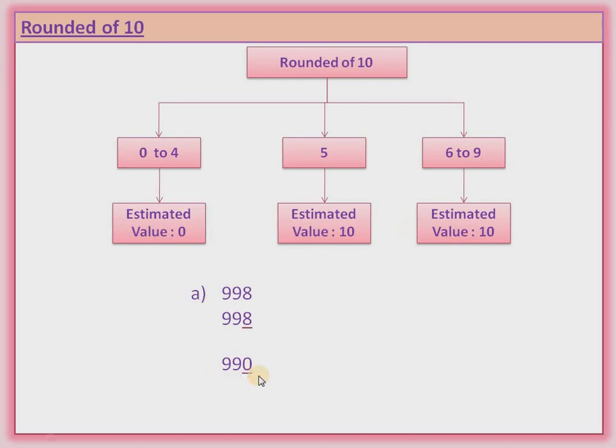Okay, you can see I have already written 990 plus 10 is equal to 1000. The answer is 1000. Okay, the estimated value of 998, when we round it off to 10, is equal to 1000.